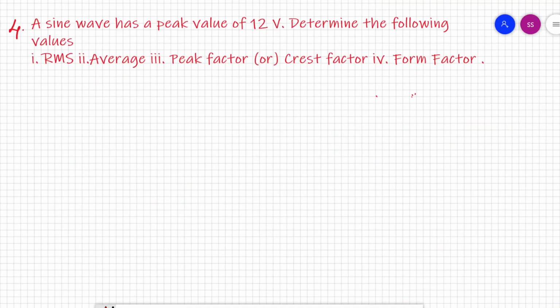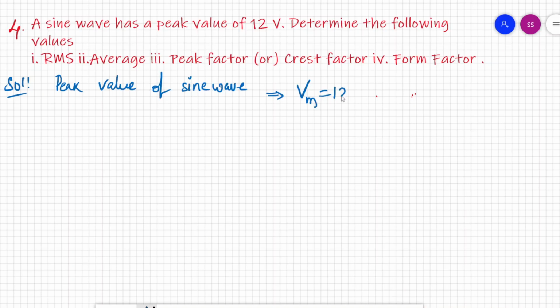Now let us see fourth question. Here a sine wave has a peak value of 12 volts. Then determine the following values. First one is RMS value, average value, peak factor, also called crest factor, and the fourth one is form factor. So we need to find these four things. We have a peak value. Okay, so let us write down what we have. So we have peak value of sine wave. What is the peak value? That is Vm, right? Vm is equal to 12 volts. So we have only peak value. We need to find RMS value, average value, form factor, and peak factor.